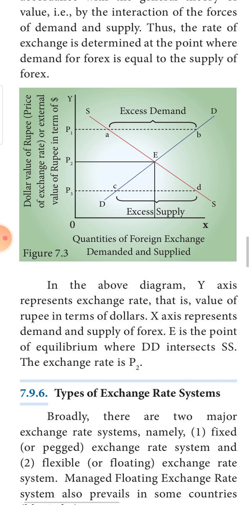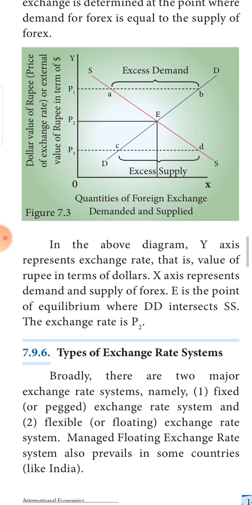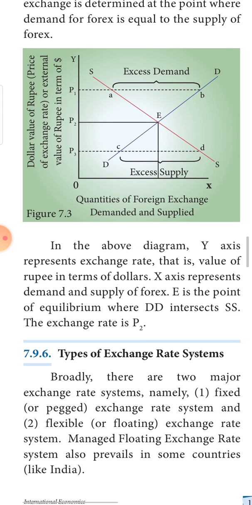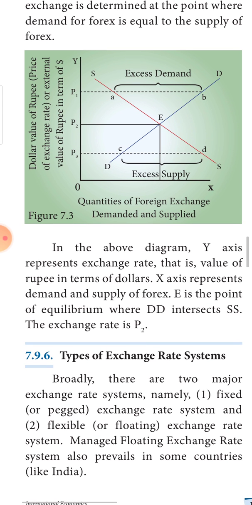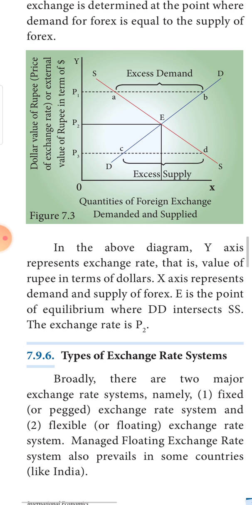You could just go through this diagram. In the diagram, on the y-axis, the exchange rate is being given. That is, what is the dollar value of the rupee, or what is the external value of the rupee in terms of the dollar. That is, what is the value of our currency not within the country, but outside the country. That is taken on the y-axis, and on the x-axis, the quantity of foreign exchange, that is the demand for foreign exchange and the supply of foreign exchange, is taken. Now you could see the demand curve and the supply curve. The point of intersection is at E.